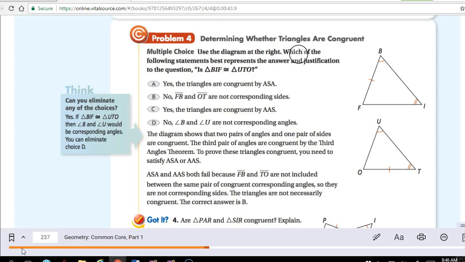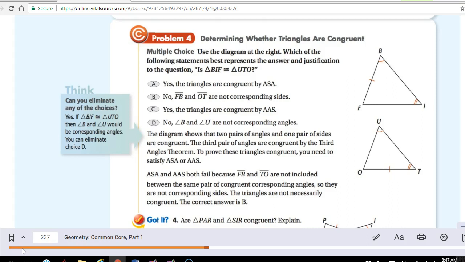It says use the diagram at the right. Which of the following statements would best represent the answer and the justification to the question: is triangle BIF congruent to triangle UTO? Now, on these, we can see that they have two angles and a side not included, which could be used as angle, angle, side. And we also have two angles and a side that is not included on this one.